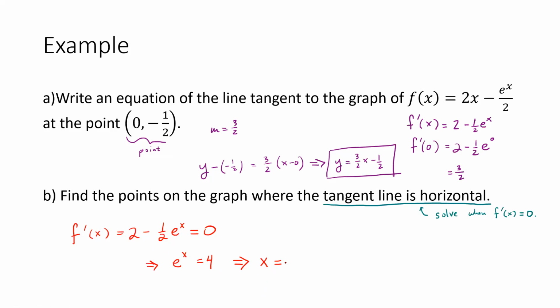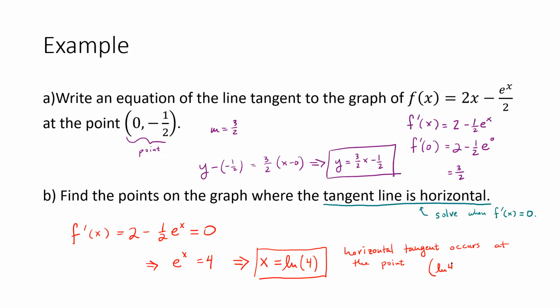Is it like the natural log of 4? Yeah, exactly. Okay. So you see horizontal tangent occurs at the point where the x-coordinate is ln of 4.